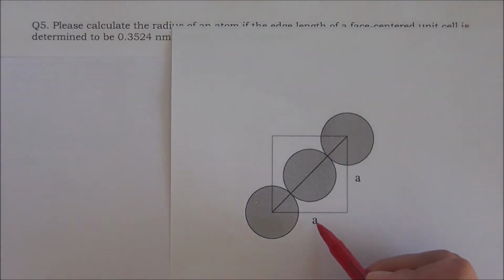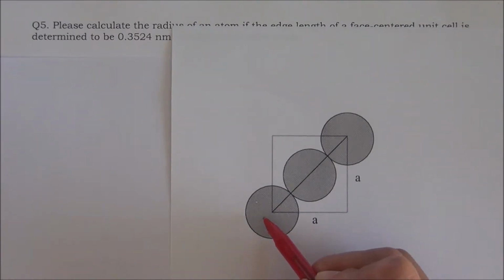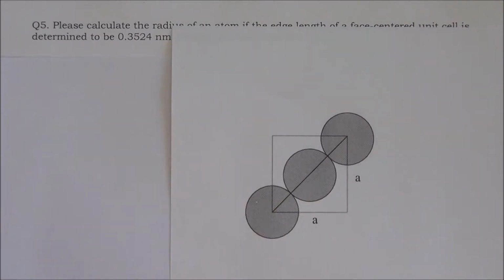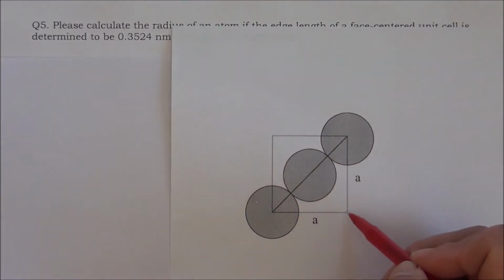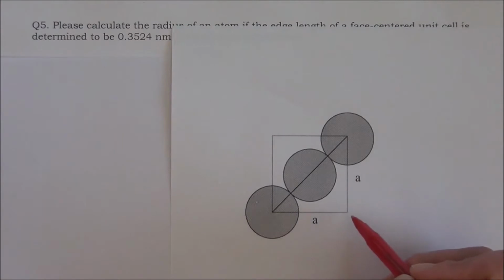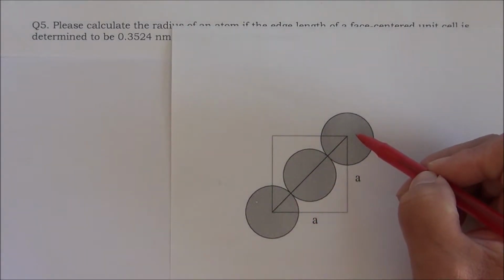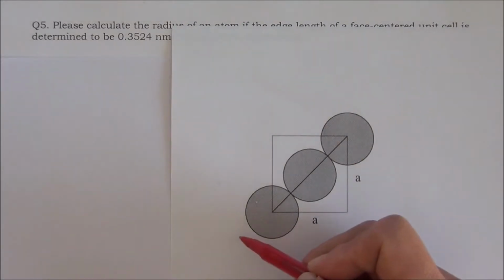By definition, the edge length is defined as the distance between the nuclei of the 2 adjacent atoms at the corners. Since this is a cube, the angle here should be 90 degrees. Therefore, the edge length squared plus the edge length squared should be equal to the diagonal line squared. Well, let's look at this diagonal line.